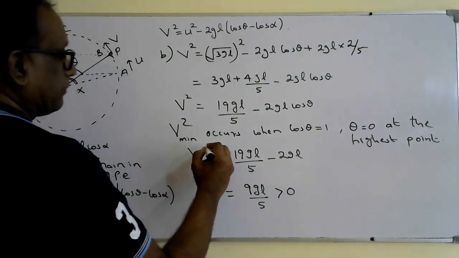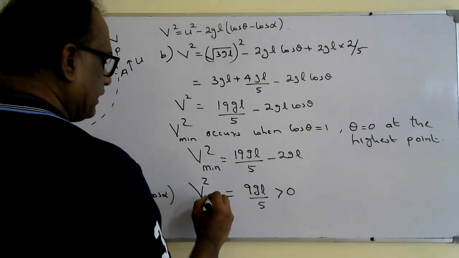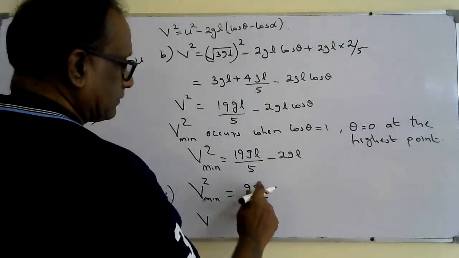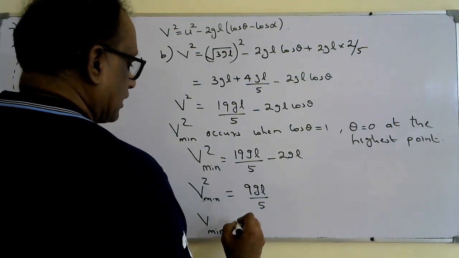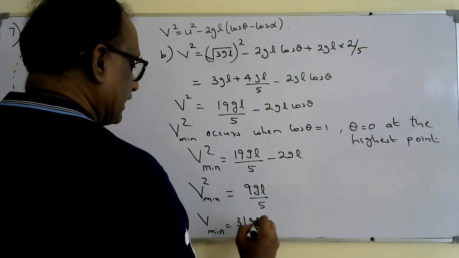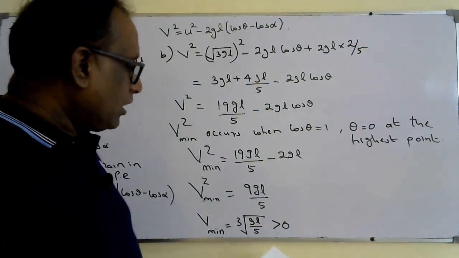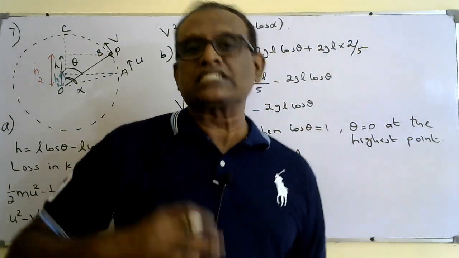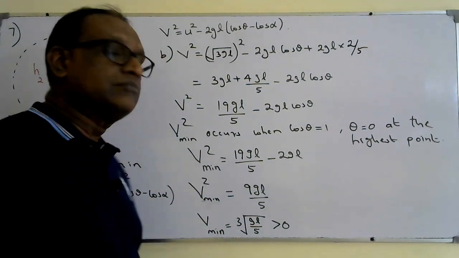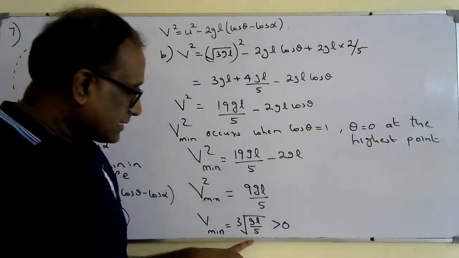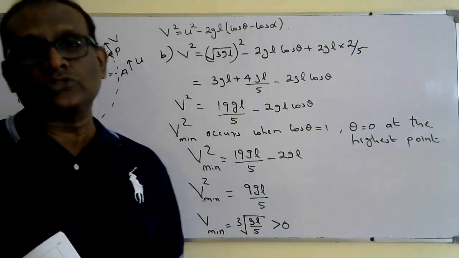So this is v squared minimum. So v minimum, I have to take v minimum, not v squared. Take the square root of it, that is 3 times the square root of gl over 5, which is greater than 0. Therefore, it will continue the circular motion. Even at the highest point, the lowest speed is greater than 0, so it never comes to 0. Don't use v squared. Find the v minimum, not the square. You have to take the square root of it, then analyze that it's greater than 0. So even at the highest point, the speed won't be 0. It will continue the circular motion.